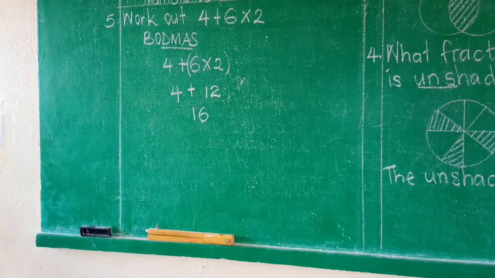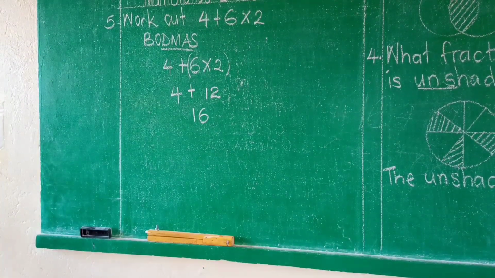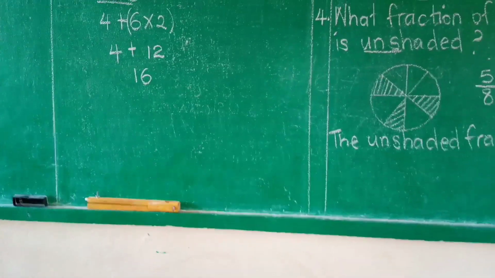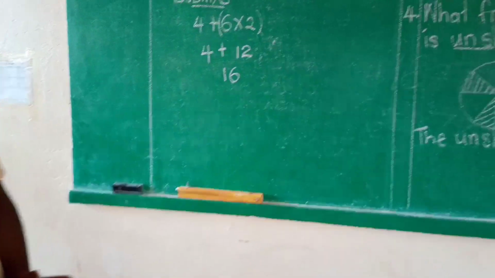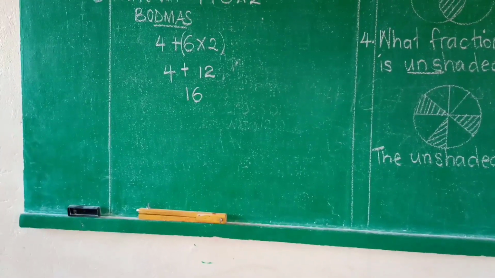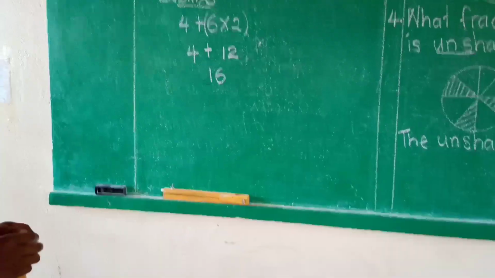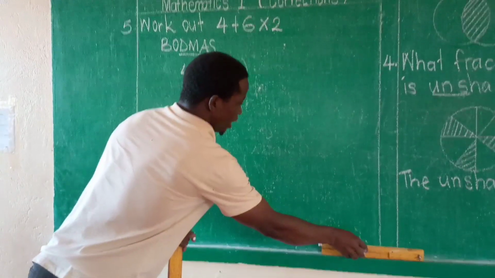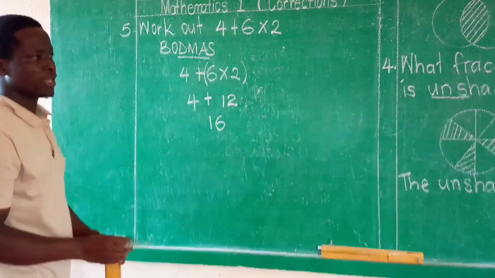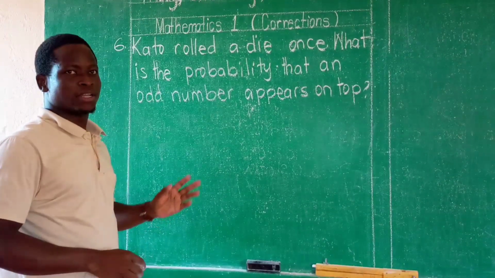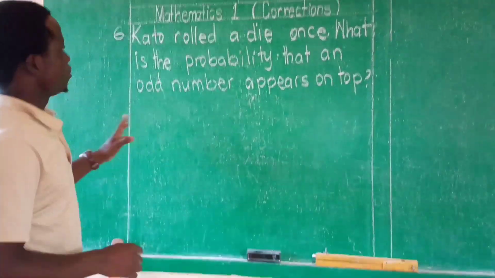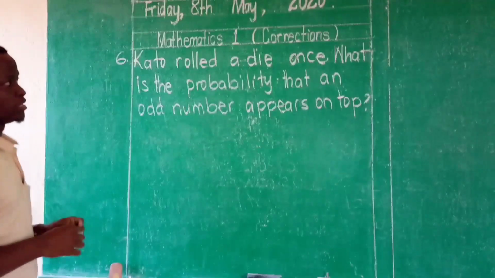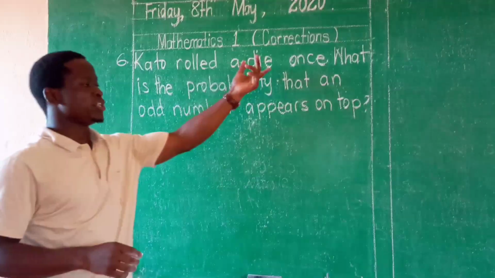Let's move to question number 6. It reads, Kato rolled a die once. What's the probability that an odd number appears on top? Now, we have to remember that a die. I'm showing you our question number 6. Kato rolled a die once. A die, this is the singular.